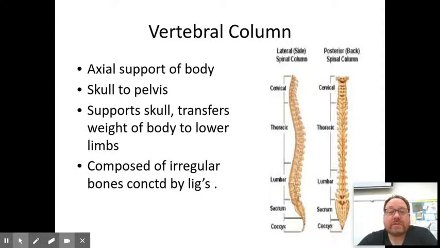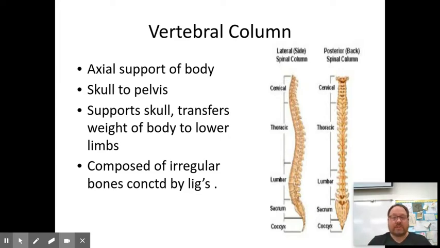Well, hello everyone. Today we're going to be looking at the central portion of the axial skeleton, the vertebral column and the rib cage. The vertebral column is made of all these individual bones that provide a lot of support to the body. The skull rests on top of that. The pelvis attaches to the other end of the vertebral column. Your ribs attach to this.